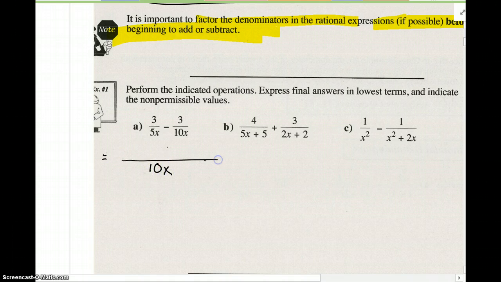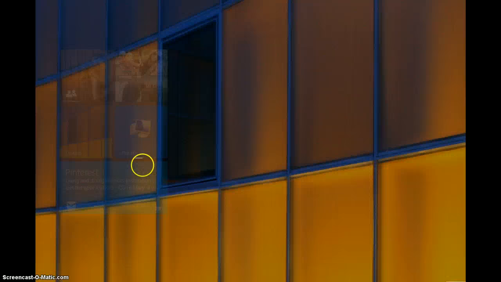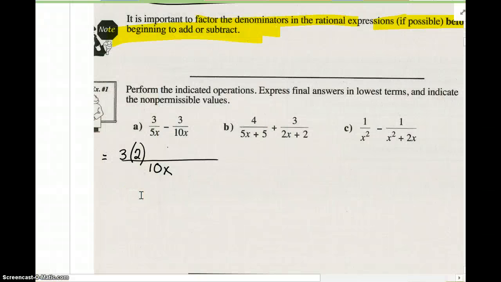So I have a 10x as my common denominator, and what I will do is take my 3, that is my numerator, and multiply it by the 2. Why 2? Because 5x goes into 10x 2 times, and then whatever I did on the bottom, I need to do on the top. The next term will be the 3, and I will notice the 10x is the same as the new denominator, therefore I just multiply it by 1. The answer, 6 minus 3 over 10x equals 3 over 10x.